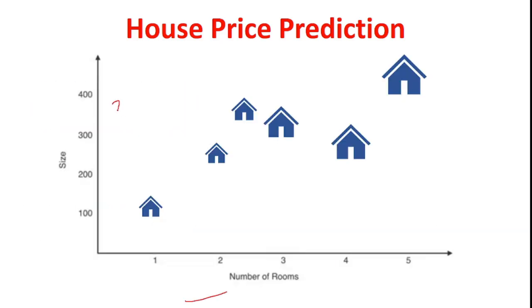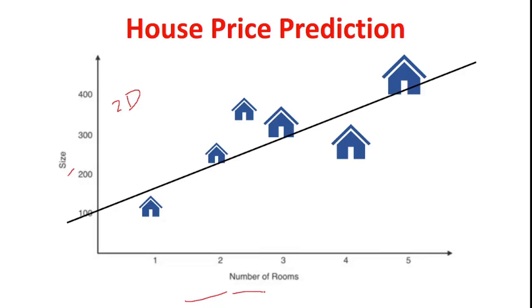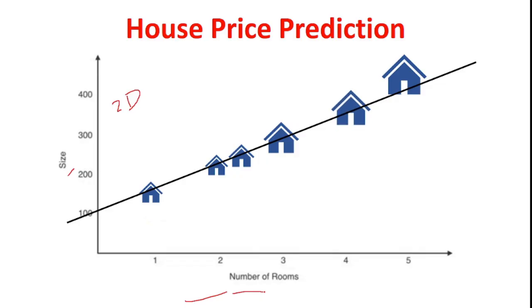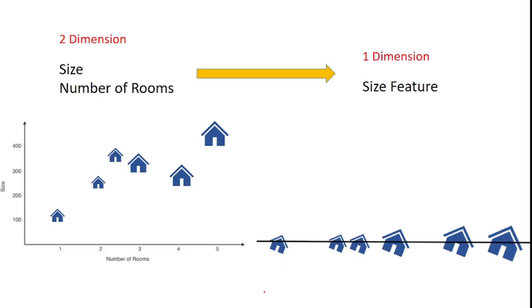For easy understanding in a 2D view, I am considering only size and number of rooms. If you plot the data, it will look like this. For this data, I need to project onto a particular straight line. This straight line is not a linear regression line. This line indicates a projection line. If you project all those data points onto the line, the values will vary a little from their own values. But now the 2D data is converted into single-dimensional data. In 2D we considered size and number of rooms, but now we get it as a single size feature here.